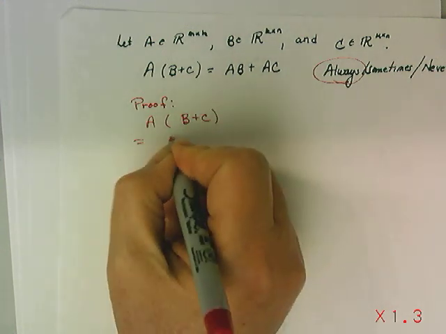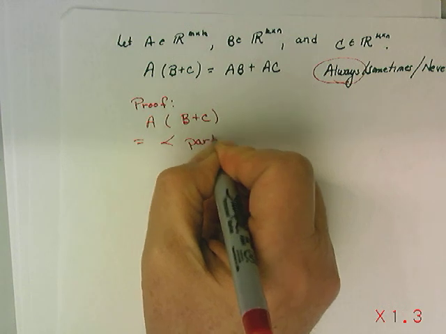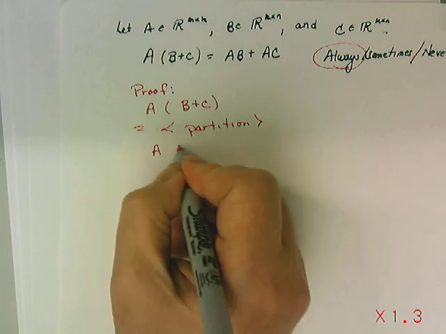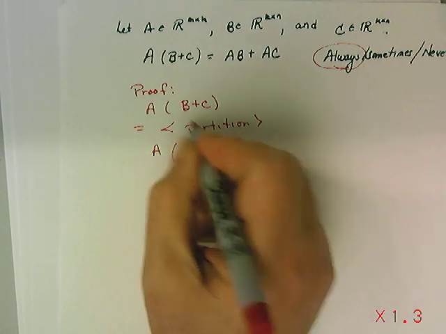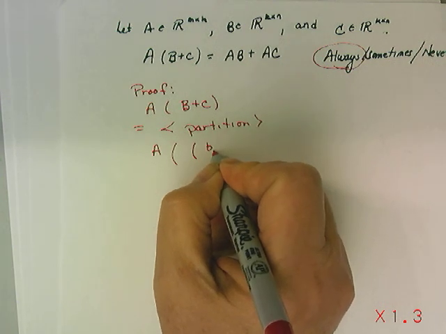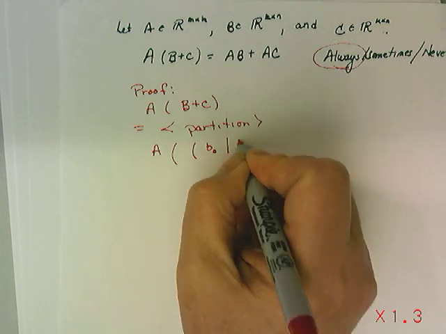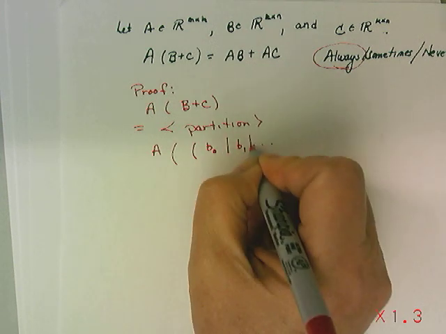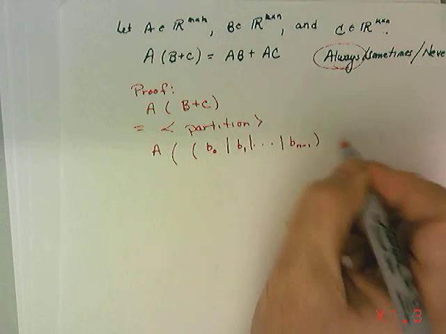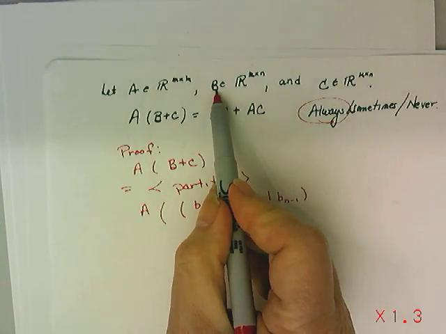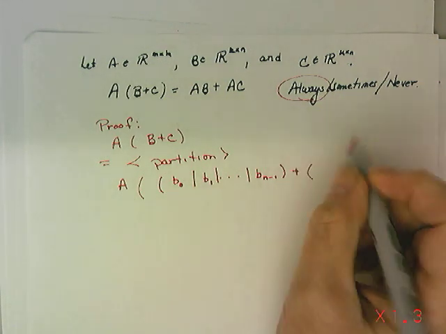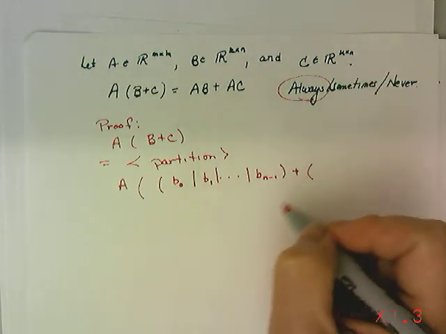And again, I'm going to partition my matrices. So I'm going to write it as A times, I'll partition B into columns. So the columns are going to look like B sub 0, B sub 1, and so forth, B sub n minus 1, since B is supposed to have n columns. Then I add to it the matrix C that also has n columns, otherwise we would not be able to add B and C.